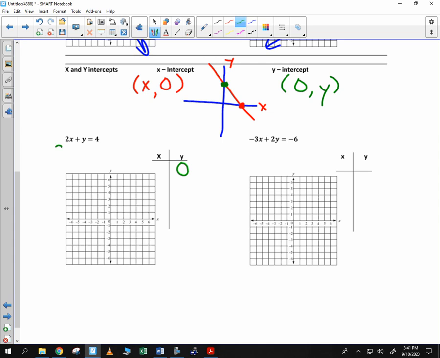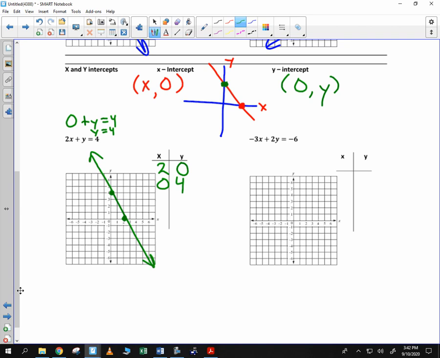Notice what happens. You get 2x + 0 = 4, or 2x = 4. When you solve that, you get x equals 2, and so 2 is the x-intercept. Now, if I switch it up and plug in 0 for x, I'll find the y-intercept. Plug in 0 for x, you get 0 + y = 4, or y equals 4. So we plot 4, and now we can graph our line.